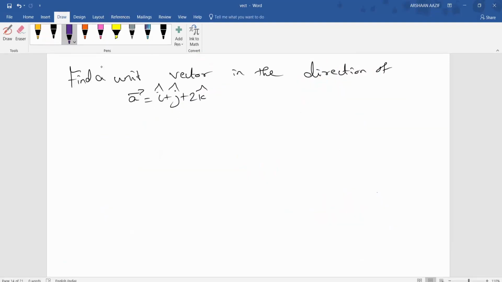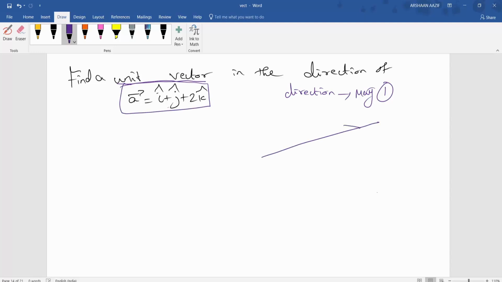Now find a unit vector. So you have to find a unit vector which has only the direction. The magnitude will be 1. So you have to find the unit vector which is in this direction. So in case this is the vector, the unit vector that I'm going to find should also be along the same direction. This is what is the intention.